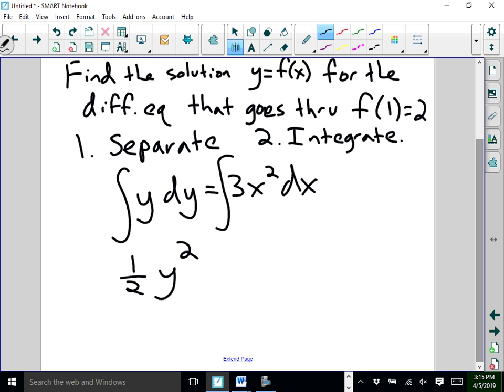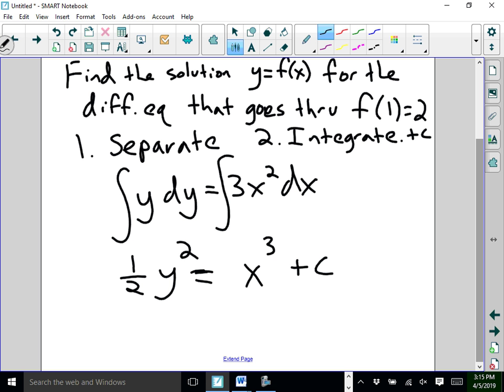On my right side, I need the antiderivative of 3x squared. Well, I'm going to bump and divide. 3 divided by 3 is 1. And now I put my plus c. So I'm going to change step 2 just from integrate to integrate plus c.